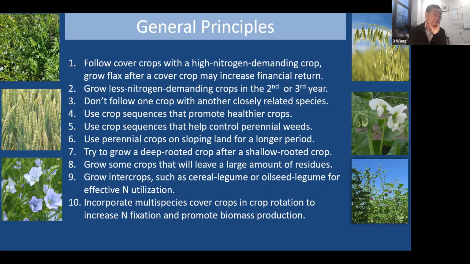Number 6, use perennial crops on sloping land for a longer period of time. And number 7, try to grow a deep-rooted crop after a shallow-rooted crop. Number 8, grow some crops that will leave a large amount of residue to boost your soil organic carbon pool. Number 9, grow intercrops such as cereal with legume or oilseeds with legume for effective nitrogen utilization or to help fix more nitrogen.